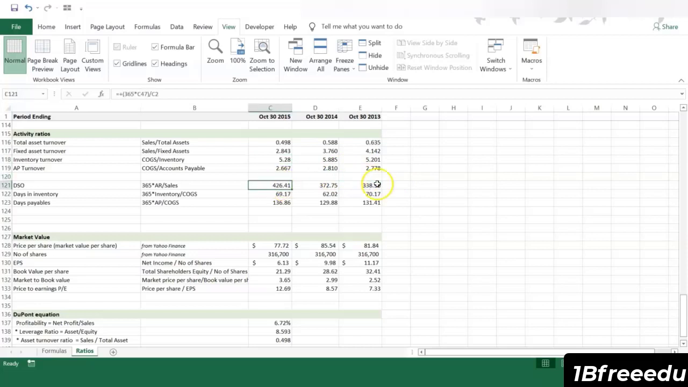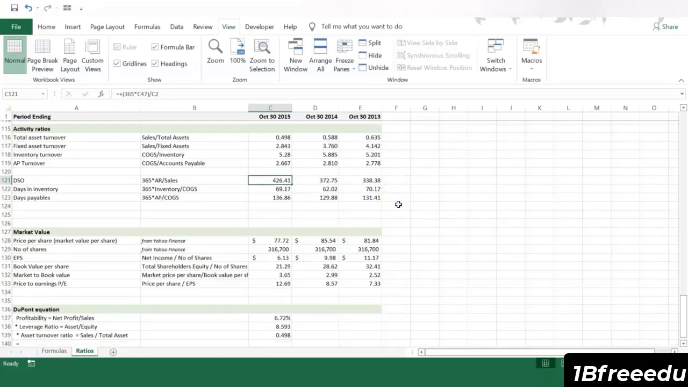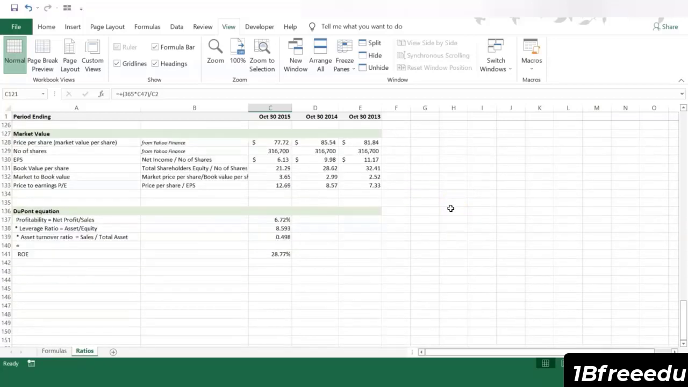Days of sales outstanding indicates the average time a firm must wait after making a sale before it receives cash. And in our case, this is too long because we have to wait 426 days to get cash. So the company should fix its credit policy. And we have enough inventory to maintain business for 69 days. But we need to pay our suppliers very quickly, within 136 days. And there's a huge mismatch between this number and this number. So we have to wait for a very long time to get paid, and we have to pay our obligations quickly. Then we have our market value ratios.